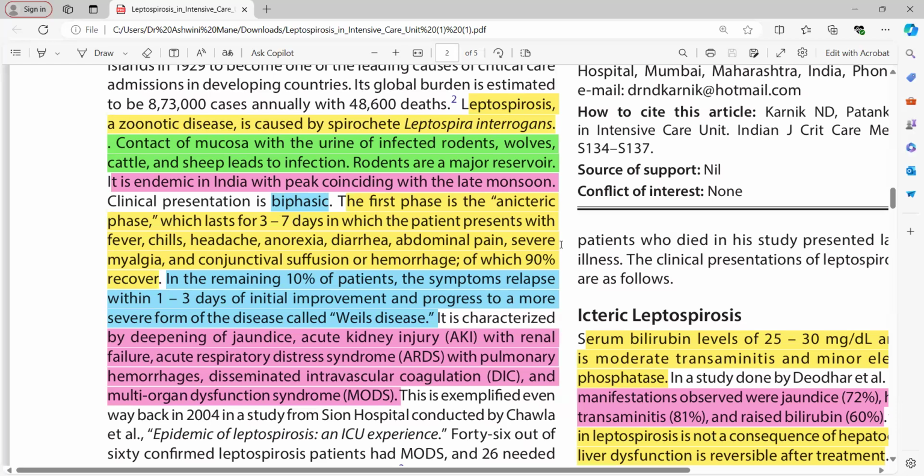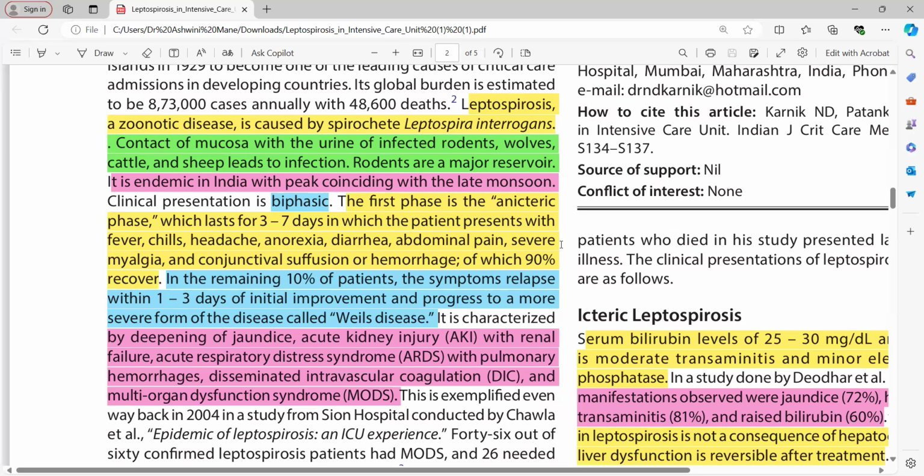Clinical presentation is biphasic. The first phase is the anicteric phase, which lasts for 3 to 7 days, in which the patient presents with fever, chills, headache, anorexia, diarrhea, abdominal pain, severe myalgia, conjunctival suffusion, or hemorrhage, of which 90% recover.